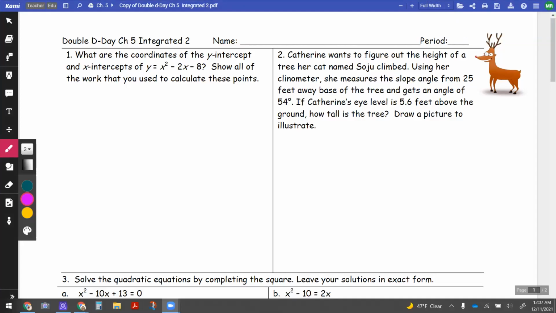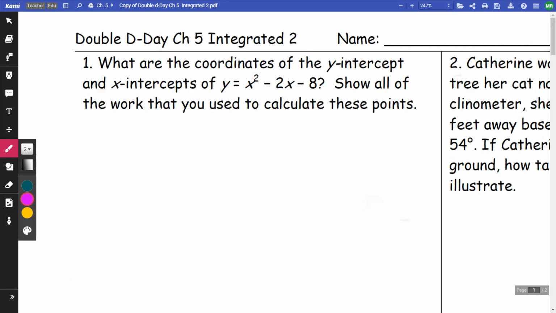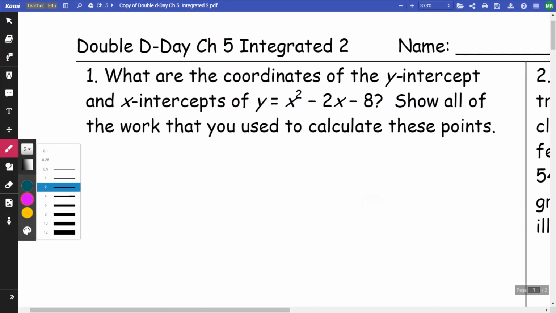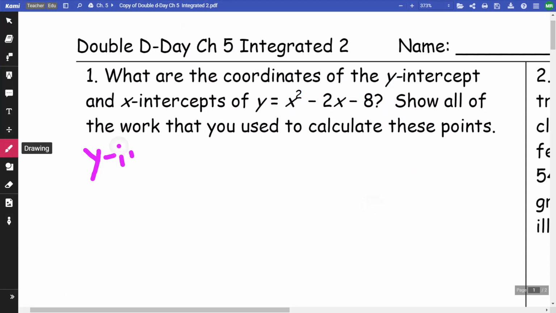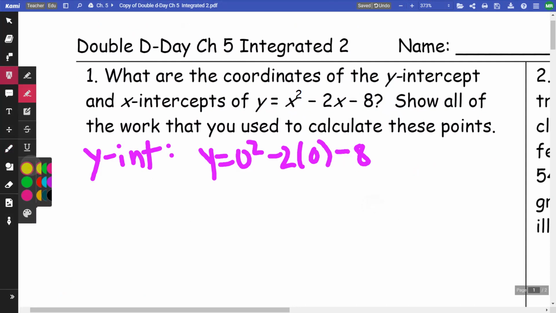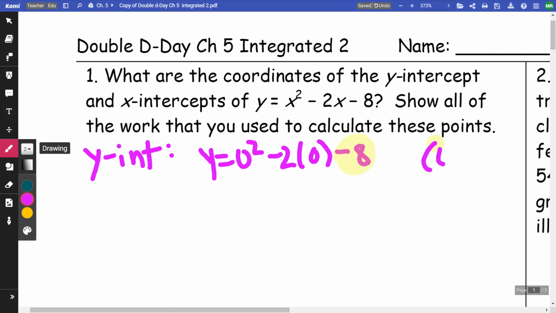This video is on Integrated 2, D-Day number 2 for chapter 5. So we want to find the coordinates of the x and the y intercepts. To find the y-intercept, we're going to put 0 in for x. And when we do that, we end up getting this constant term as our y-intercept. So our y-intercept is going to be (0, -8).